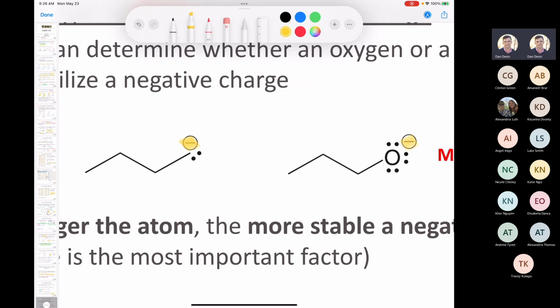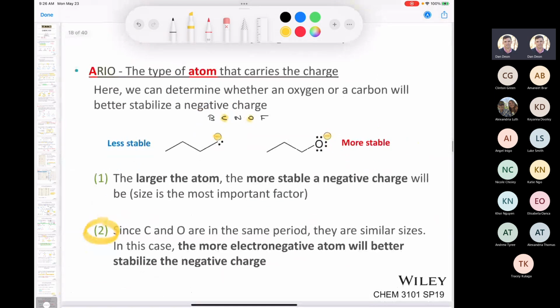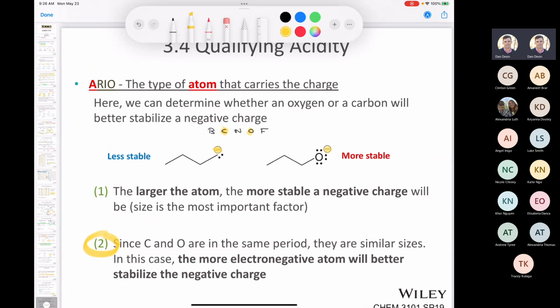If you think about the second period of the periodic table, starting at the p block, you have boron, carbon, nitrogen, oxygen, fluorine. And so carbon and oxygen are in the same period. When you have two atoms in the same period, the negative charge is going to be more stable on the more electronegative atom. That is what's going to better stabilize the negative charge. Therefore, oxygen is going to better stabilize the charge than carbon. Since this is the more stable base, it must have come from a stronger acid.